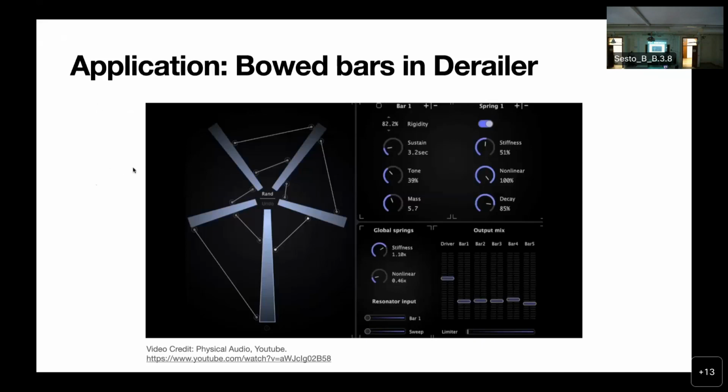There is another application of the bow mechanism, which I developed within Physical Audio. It's a little startup where we make plugins. So this particular instrument is called Virela, and is not strings, but bars. So you're basically bowing bars instead of strings. And these bars are all non-linearly interconnected, but the energy in the system is coming from a bow. So this is what this instrument sounds like.